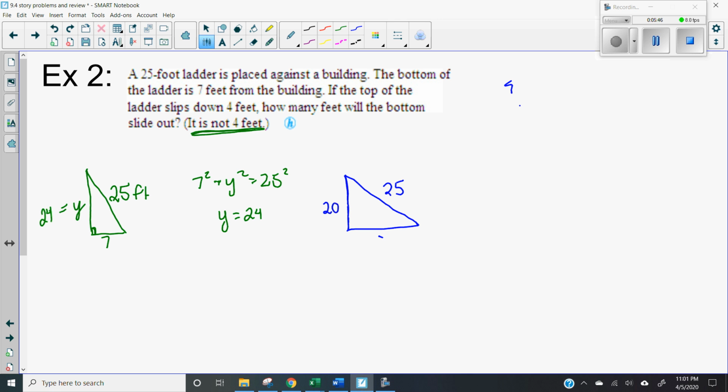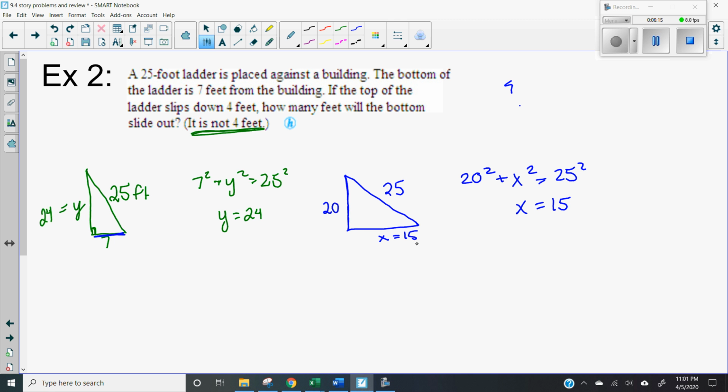What does change is this length. As the ladder slides down, it's also going to slide out. So notice compared to this side, this is going to get a little bit longer. We just have to figure out how much longer. So we've got another Pythagorean theorem problem here. 20 squared plus x squared equals 25 squared. This is actually another variation of a Pythagorean triple. Go ahead and solve that step by step if you need to, but we get x equals 15.